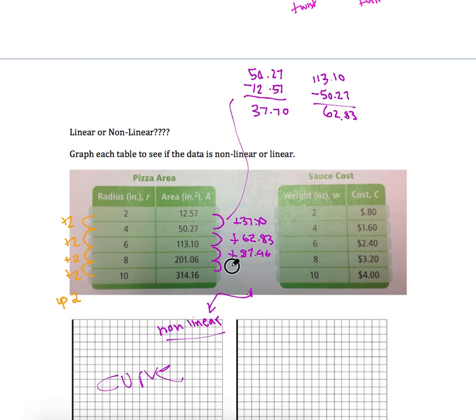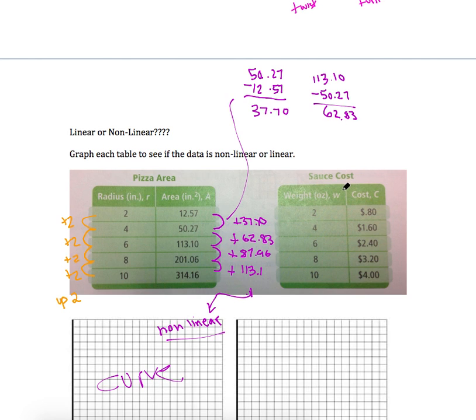And this last one, just for kicks and giggles here, this last one is 314.16 minus 201.06, and that is 113.1. Okay, so since those are changing, and we only have to have one change, the x's didn't change, and that was okay. But since the y's changed, we know we're going to graph a curve.